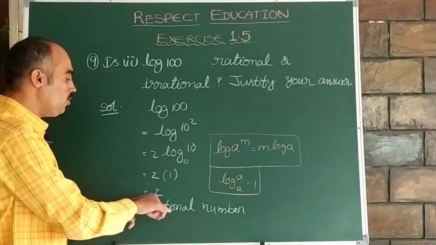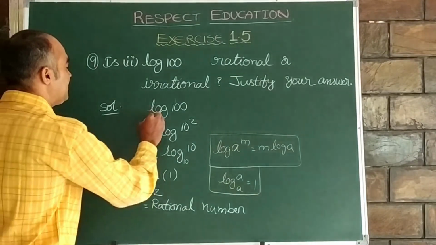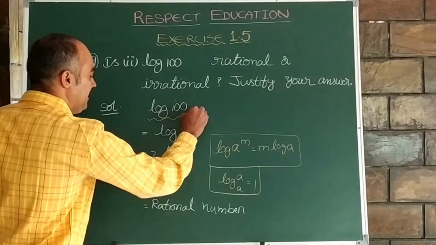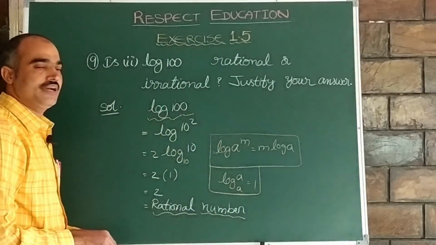Whereas root 2 is irrational, but 2 is rational. So here you just see the link, children. Here log 100 is a rational number. Therefore log 100 is a rational number.